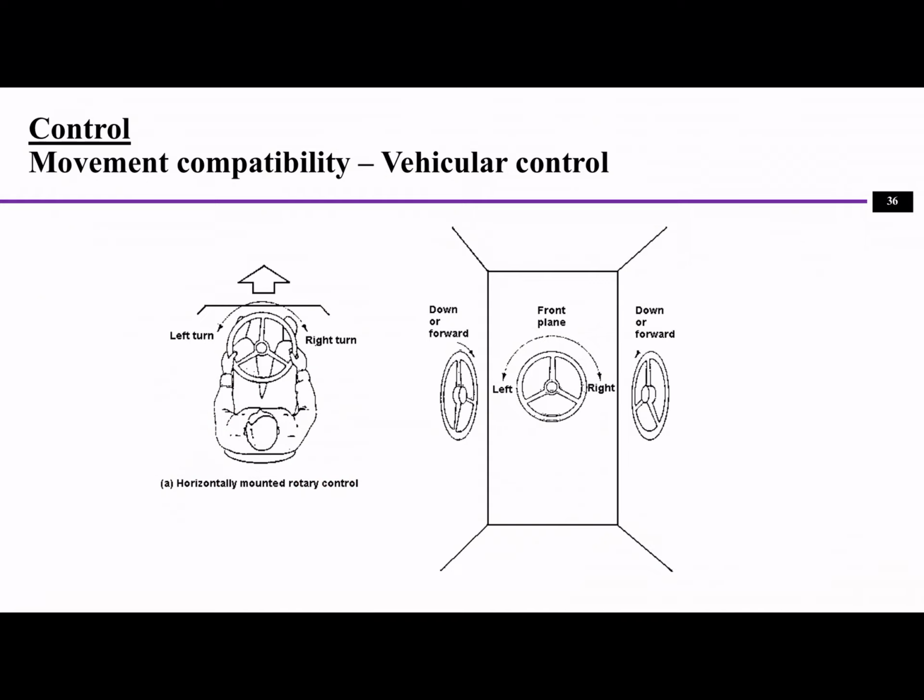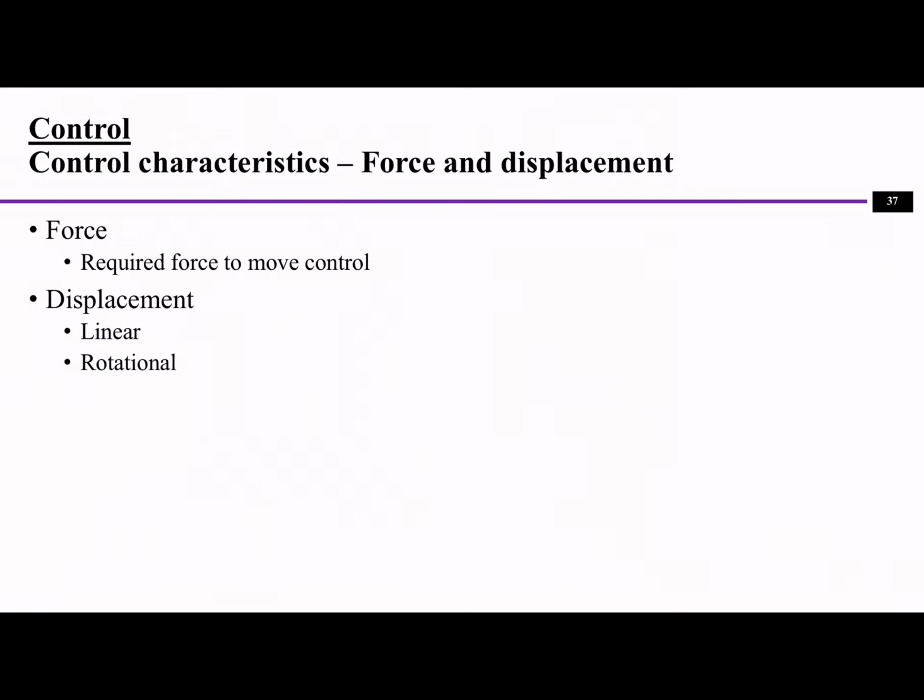And there's also movement compatibility for vehicular control. So in some of the vehicles you can tell that it will be like this. In a front plane you can control the front plane, and also you can control the downward or forward movement here. And you want to make sure that there's movement to the right or to the left. So basically it has the same movement compatibility with the device on the machine you're controlling. Right, same way as when we are driving a car, as you can tell.